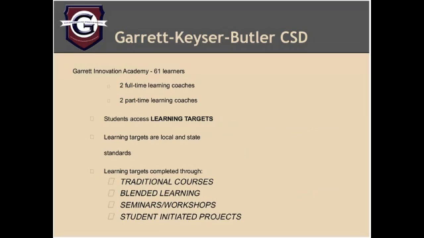The Garrett Innovation Academy has 61 learners and 2 full-time learning coaches, who happen to be a math teacher with computer tech also on his license, and an English teacher. The 2 part-time learning coaches are a social studies teacher and a science teacher. So we felt it was important to have the 4 core subjects in our academy.